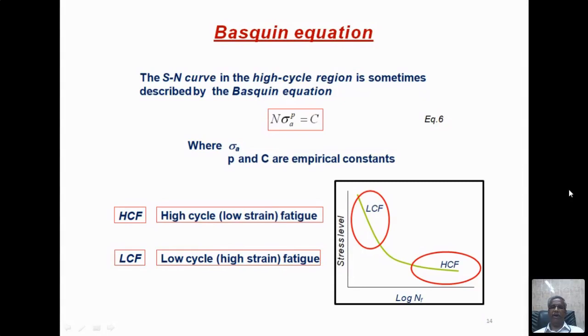C by sigma a power p, that will give the... So you know what is the stress acting, what is the material constant p and c. If you know that, then the number of cycles can be determined, estimated using this Basquin equation.